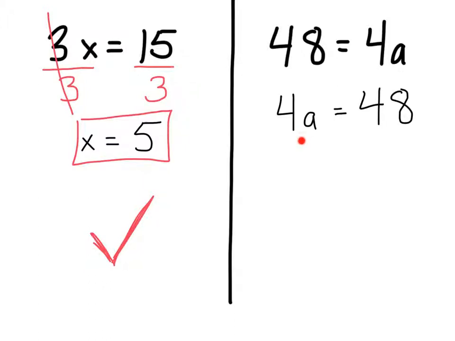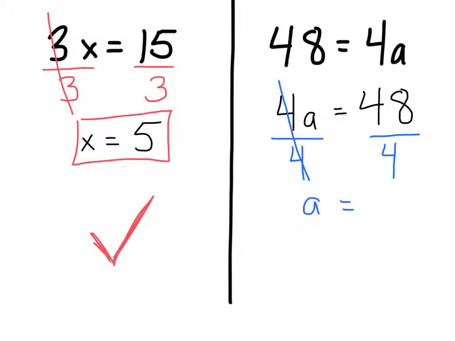We have 4 times a, so we're going to have to do the opposite of multiplication, which of course is division. So we are going to divide this 4a by 4. And whatever we do to the left side of the equation, we have to do to the right side. So then we have to do 48 divided by 4. So the 4s cancel out, and all we have left is a.